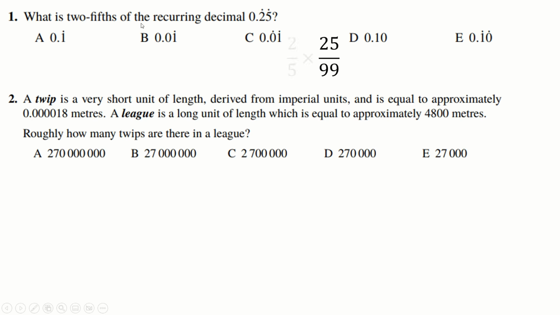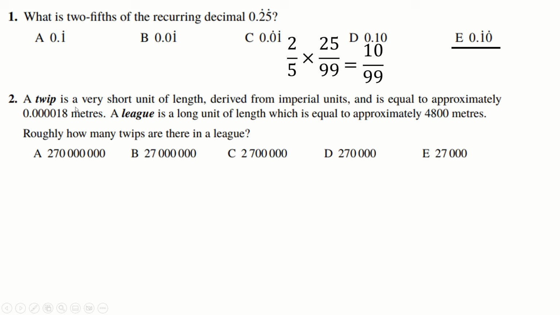When you're finding two fifths of that, you can obviously cancel these fives to make 2 times 5 over 99, which is 10 over 99, and then use the backwards logic to say that this must be 0.10 recurring like this. Again, you can do that long way around if you want to, but memorizing some of these results is quite helpful to speed you up.